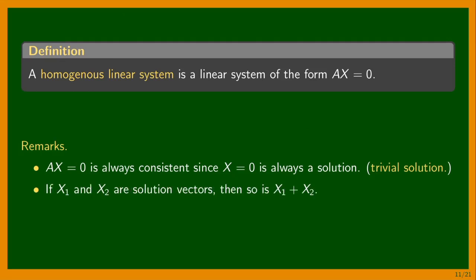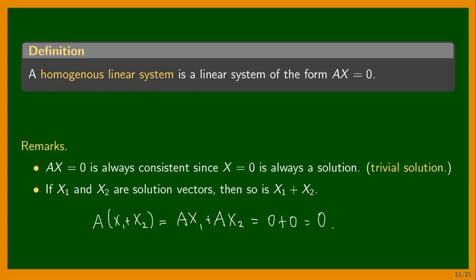Also, I want you to observe that if x1 and x2 are solution vectors to this linear system, then so is the sum x1 plus x2. Meaning to say, if you get two vector solutions to the homogeneous linear system, you add these solutions component-wise or entry-wise, however you want to call it. The resulting vector is also a solution. This is really because when you multiply A to the sum x1 plus x2, by the distributive property, you get the following. Because each of x1 and x2 are solutions, these things are zero columns.